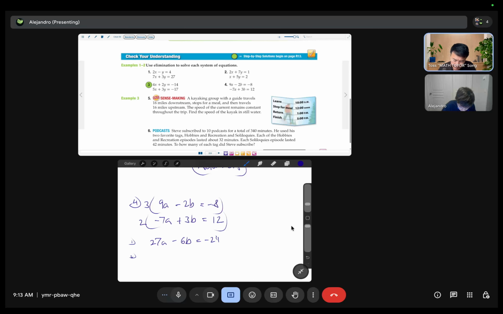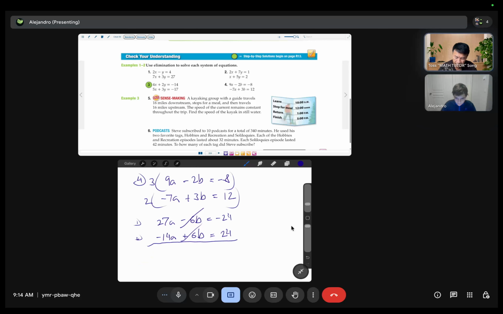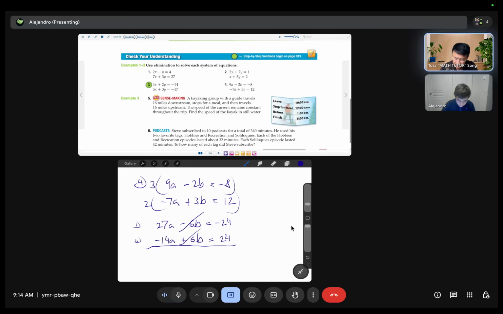Second equation. Negative 14A plus, yeah, we got an opposite here. That's what you want. Good job right there. 6B, 24 also. Is that right? 24? I think so. Double check. Yes. All right, now we add them straight down. The B terms cancel. And this will be a 7A.